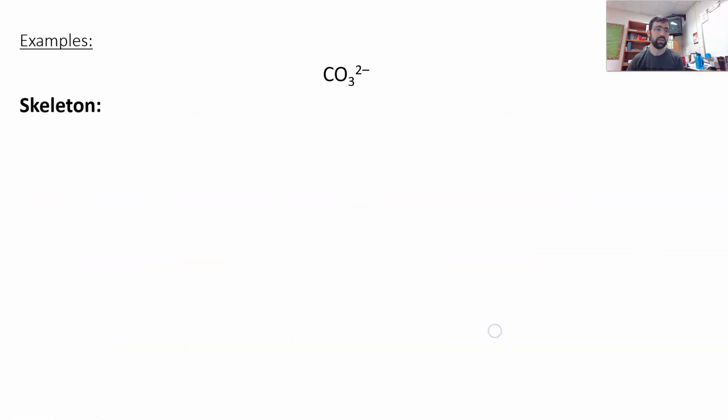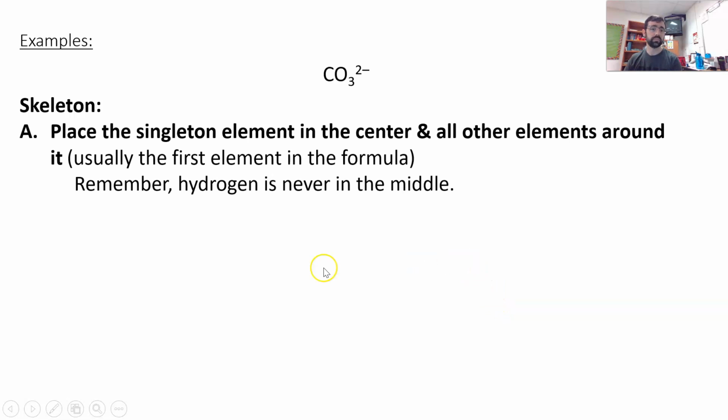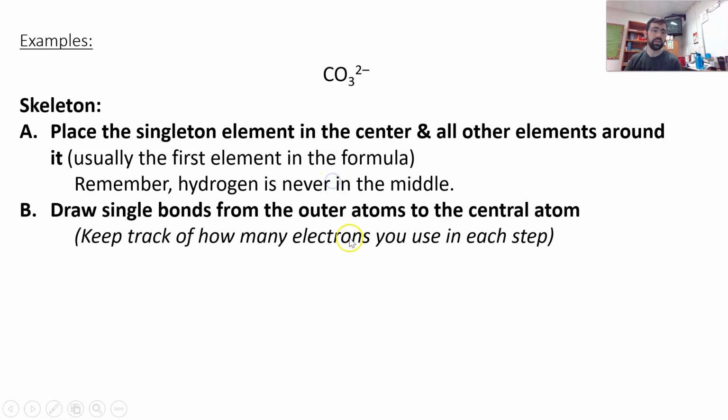The skeleton. Which one goes in the middle? Well, carbon is the singleton, and it was written first. So we're going to do that, and we're going to draw single bonds from the outer atoms to the central atom. So I've got CO3, carbon in the middle with 3 oxygens on the outside. We're going to connect it with bonds. 1, 2, 3 bonds.